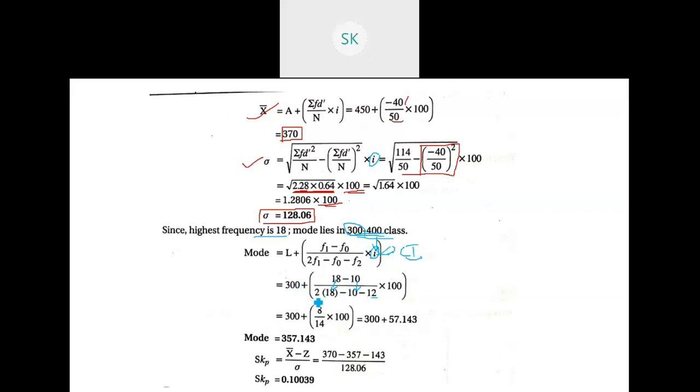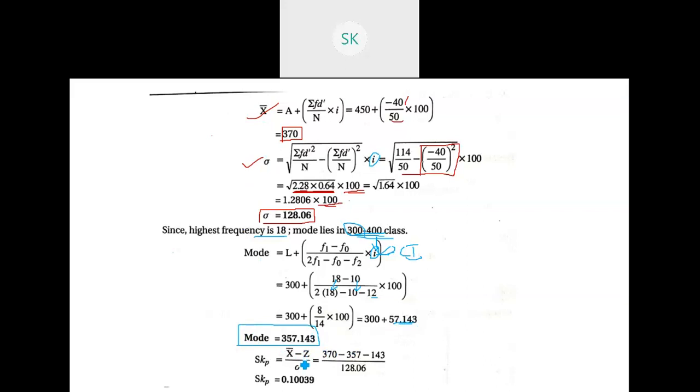So let's simplify this expression. 300 plus 18 minus 10 is 8, divided by 2 into 18, minus 10, minus 12, into 100. If you go on and solve these values, you get 8 divided by 14 into 100, and then 300 plus 8 by 14 into 100 will give you 57.143. So your total mode is 357.143. So we have calculated all the three values.